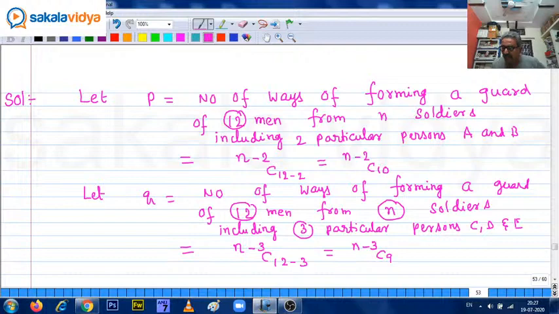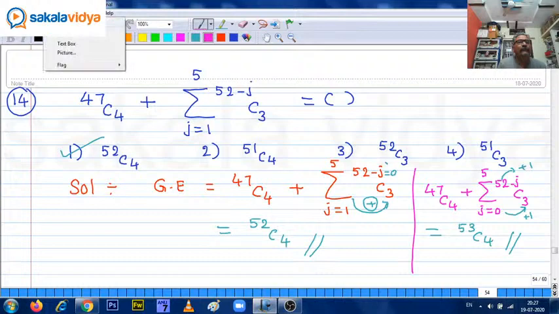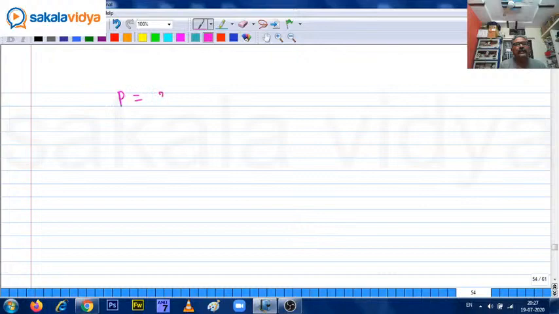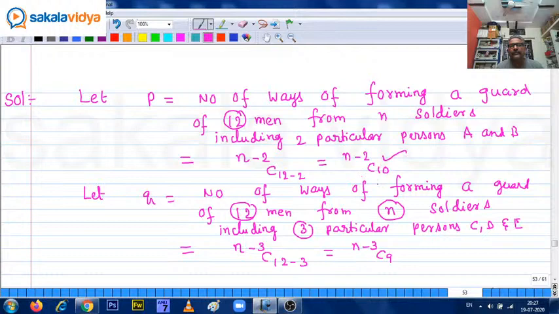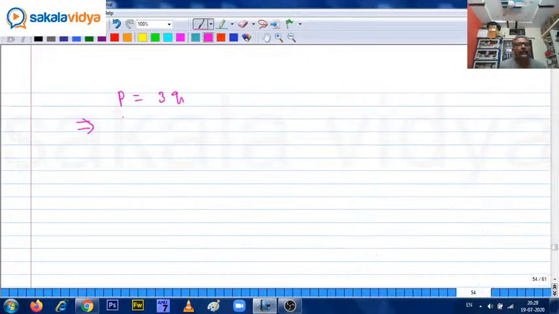Right, next, what is given according to the problem? According to the problem, it is given that P is equal to 3 times Q. So n minus 2 C 10 equals 3 times n minus 3 C 9. We need to simplify this now.